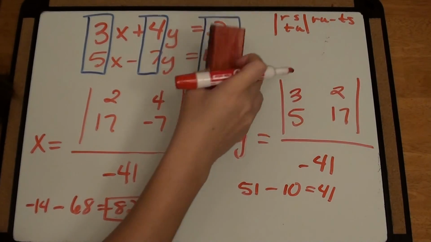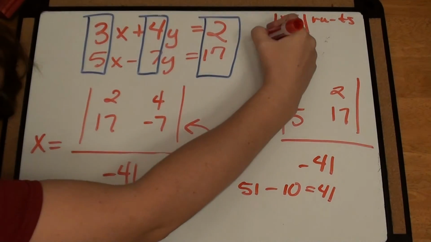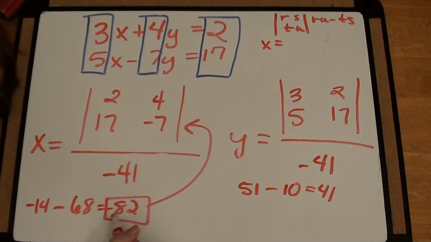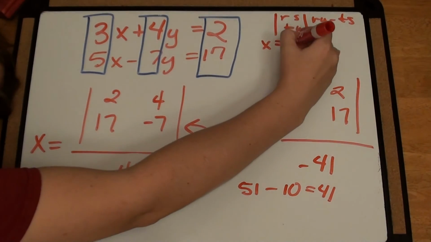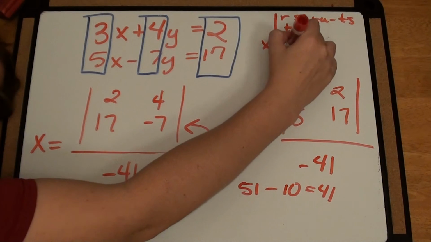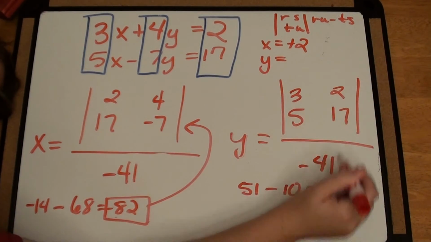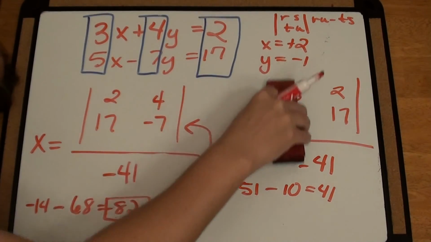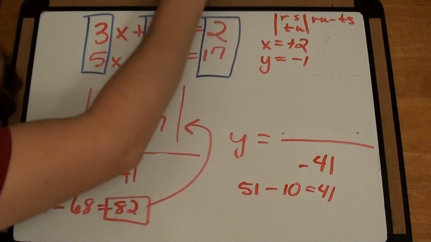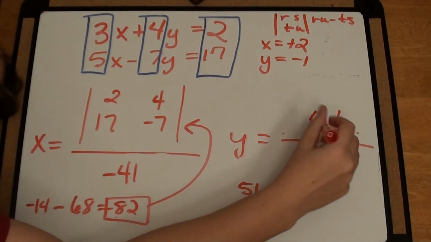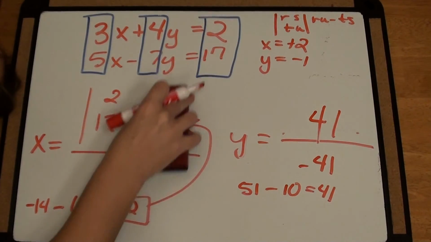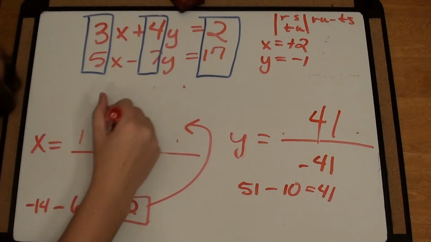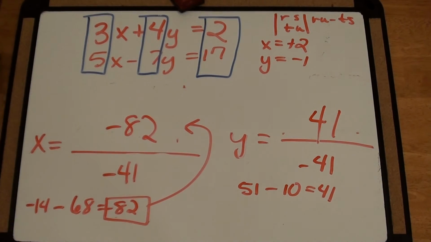So what we would get is that x equals negative 82 over negative 41, which would be positive 2. And y here would equal negative 1, because 41 over negative 41 equals negative 1, just like negative 82 over negative 41 equals positive 2. And so that's how you come up with your answers. It's the same process over and over.